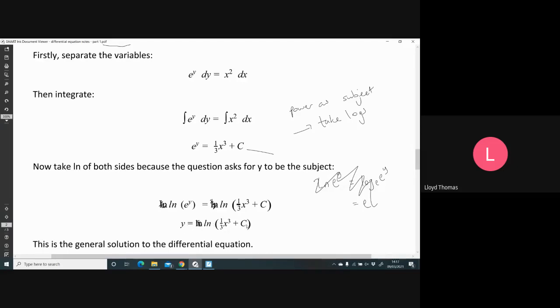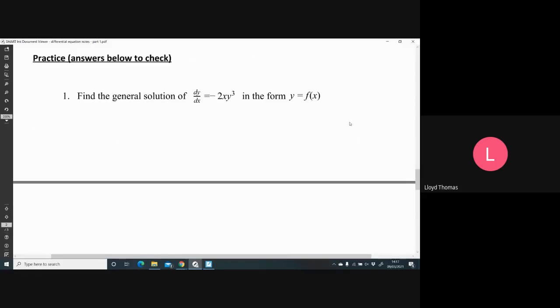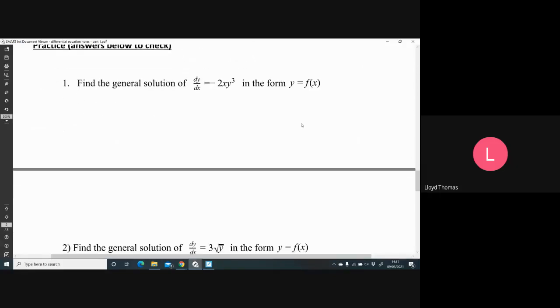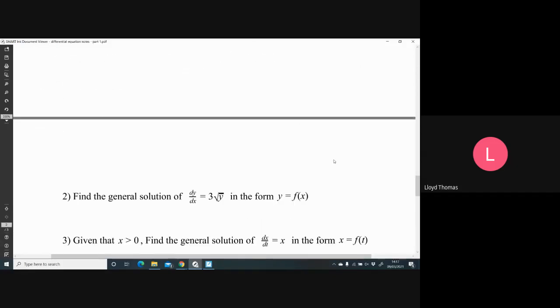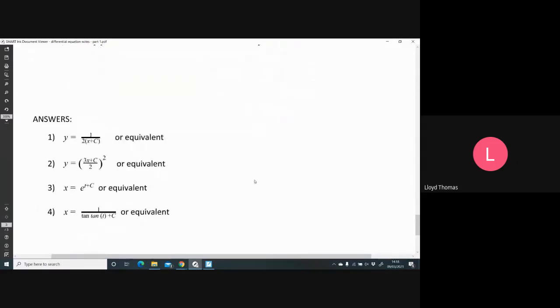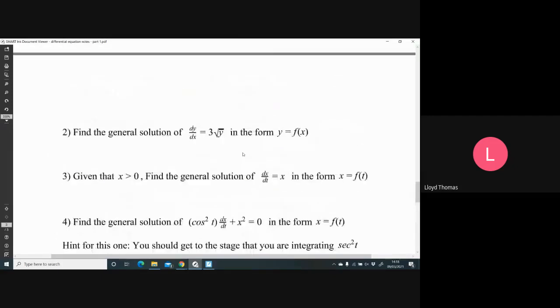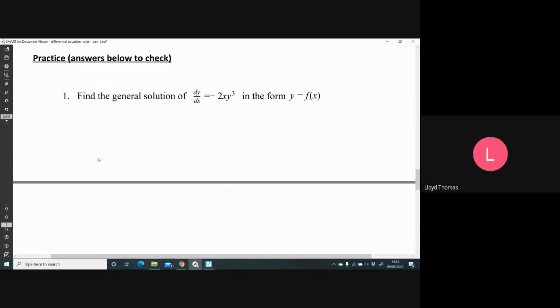Okay, so I think that might be it. Now, what Mr. Stratford has done for you today is some practice questions in here, but this is not an assignment. The answers are down the bottom here. There are 4 questions here. If you want to have a go, just to check that you understood this lesson, that's fine. I'm sure you can get in touch with myself or Mr. Stratford if you didn't understand and you want to see where any of that comes from.